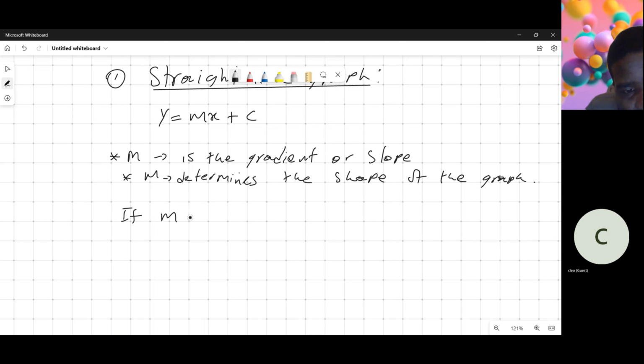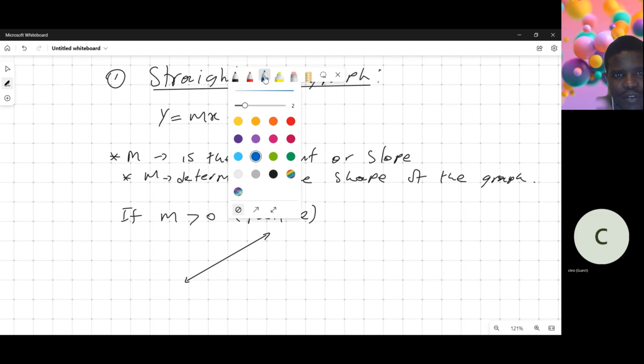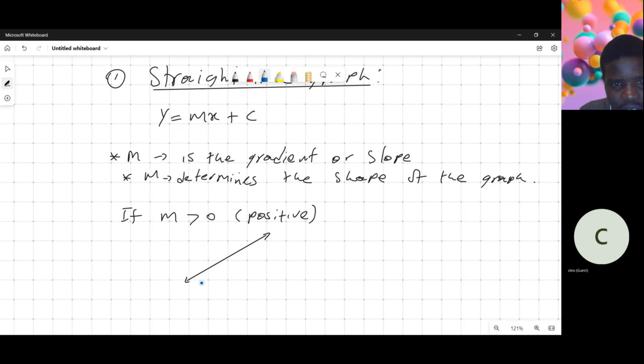If m is greater than 0, that is to say positive, then the shape of the graph will be as follows. We will have an increasing graph. Why are we saying an increasing graph? If you look at the direction of the graph, it's increasing from left to right.